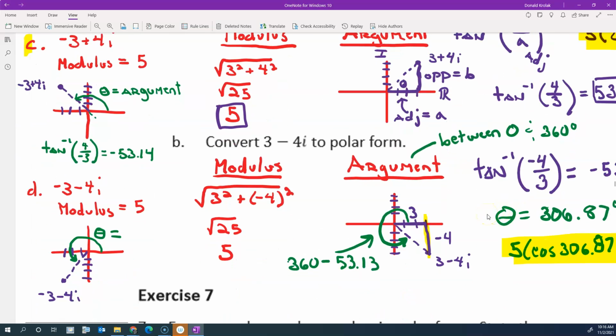It's this angle. That's the -53.14. So remember vertical angles in geometry, they're the same. So this angle right here is 53.14 or 53.13. And now if you subtract that from 180, you got your argument.